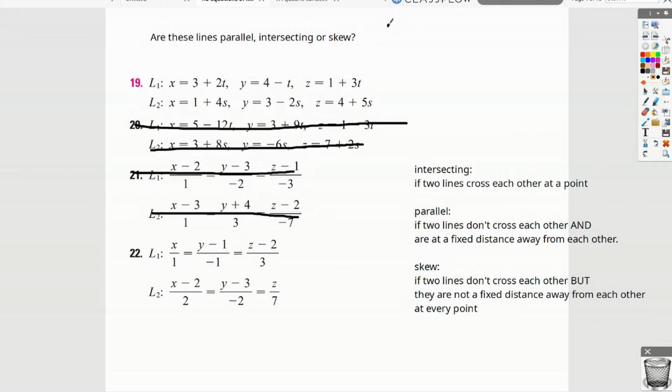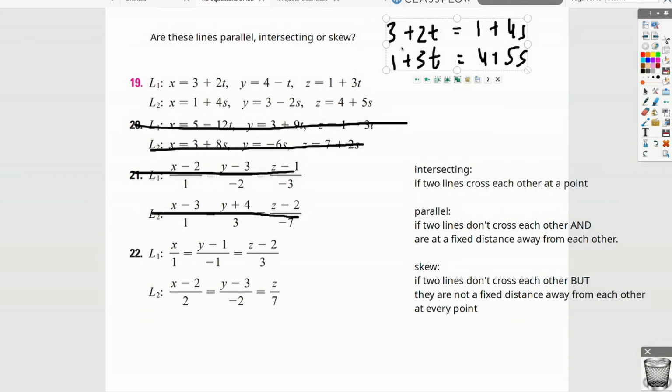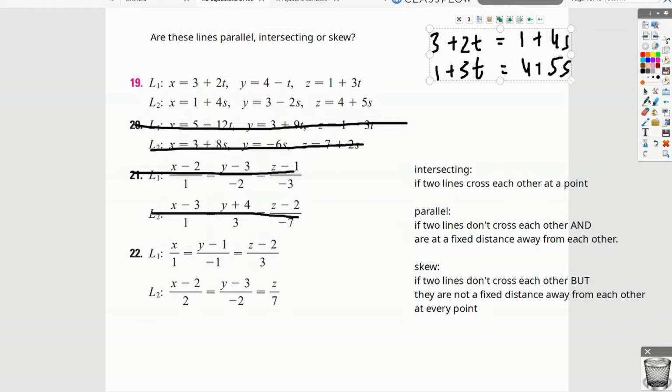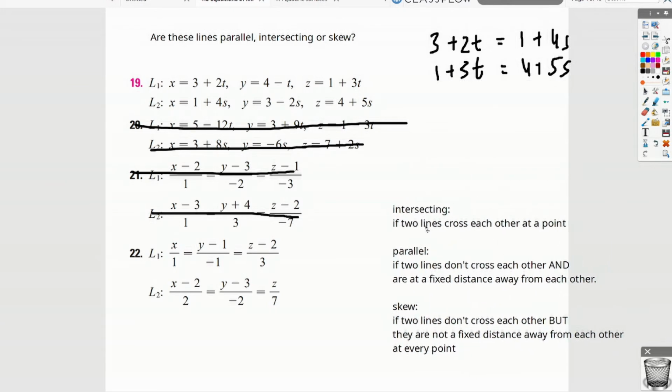So we're going to set the x's equal to each other. 3 plus 2t equals 1 plus 4s, and the z's equal to each other, right? I would use x and y, but it's not very nice in this case. And then we're going to simplify these. We're going to make them a little bit simpler. I'm just going to put a line here. It doesn't mean anything.